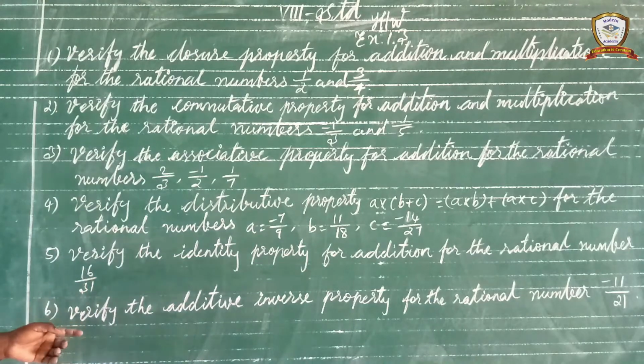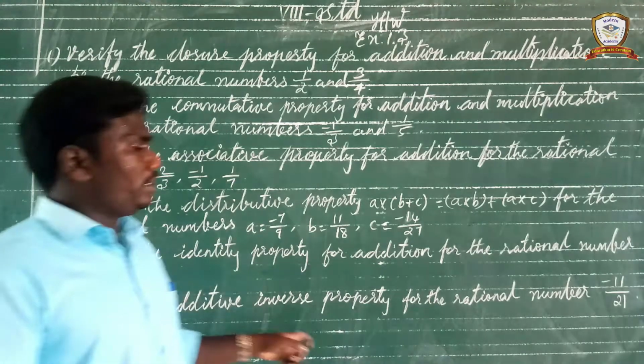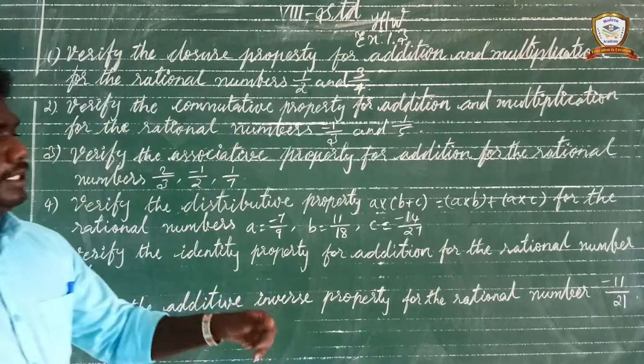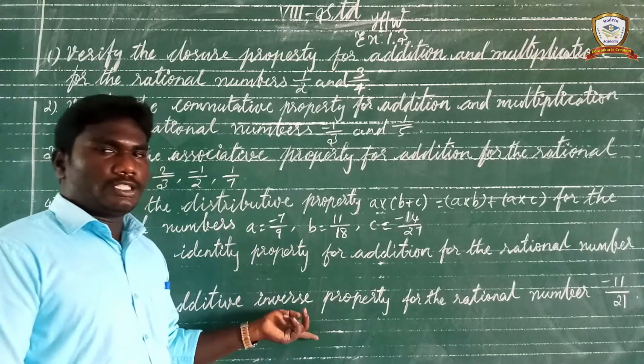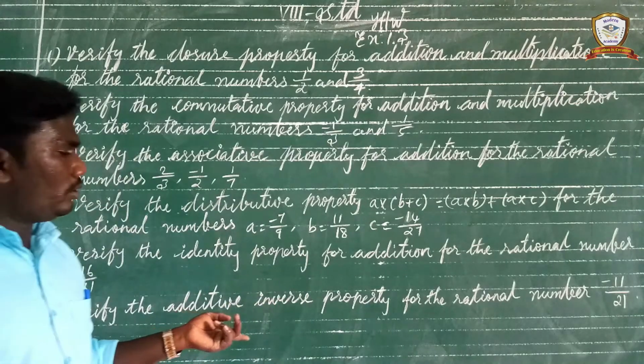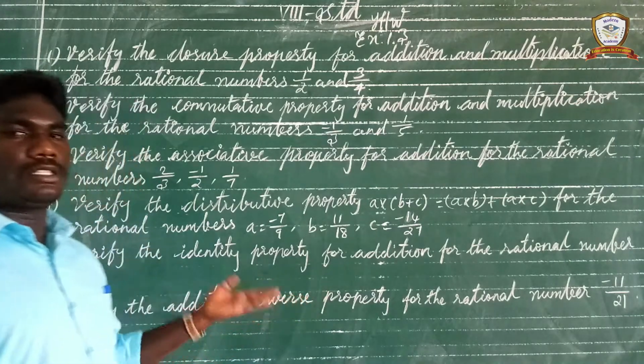Okay. The next is the sixth one, verify the additive inverse property for the rational number minus 11 by 27. What is the additive inverse property? A plus minus A is equal to 0. Minus A plus A is equal to 0. Okay, substitute the values, you can prove.